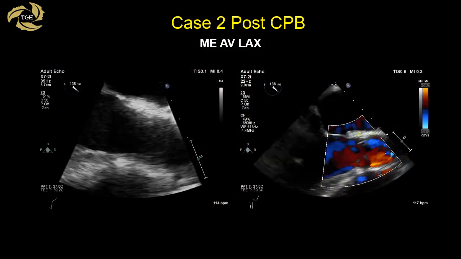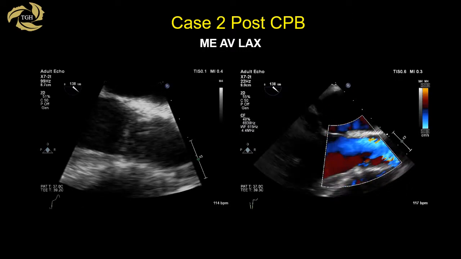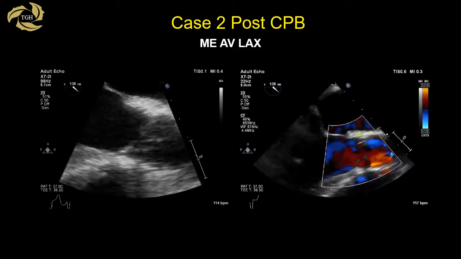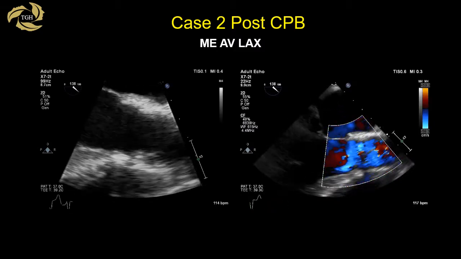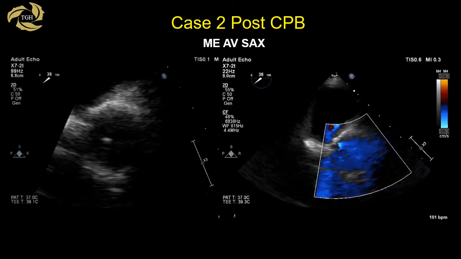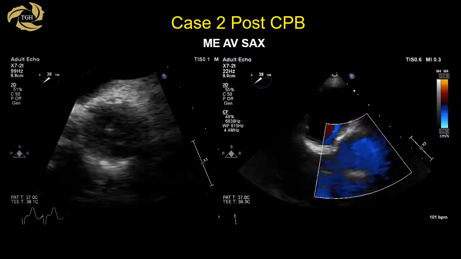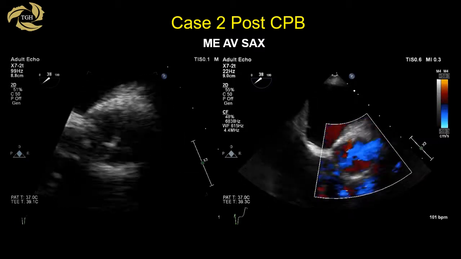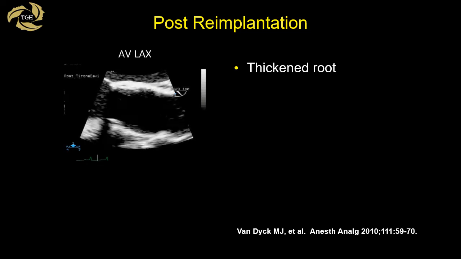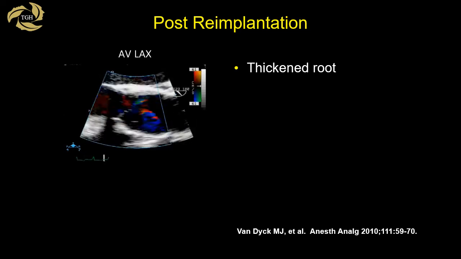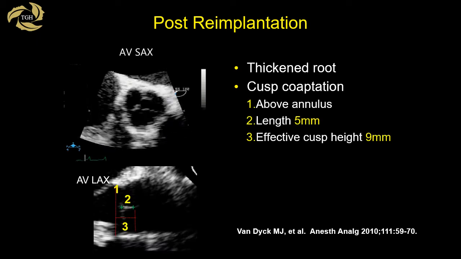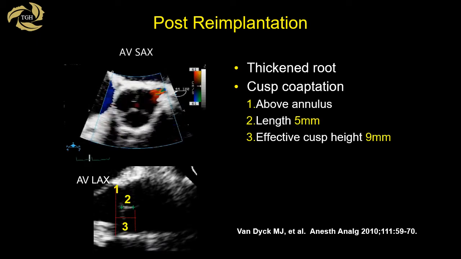Shown here are the key findings in the post-bypass echo. The aortic valve long-axis view shows the valve-sparing root with native aortic valve and good function. The aortic valve short-axis view shows no AI. Specific assessment post-valve sparing involves recognizing the root is thickened. Assessment of cusp coaptation is critical.